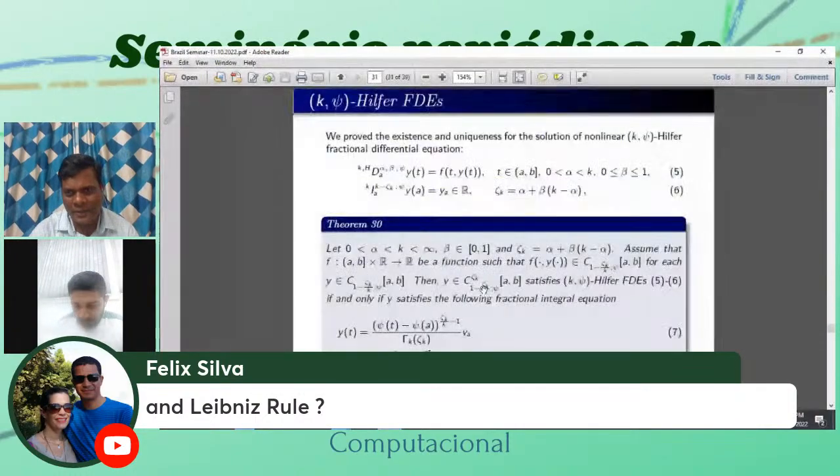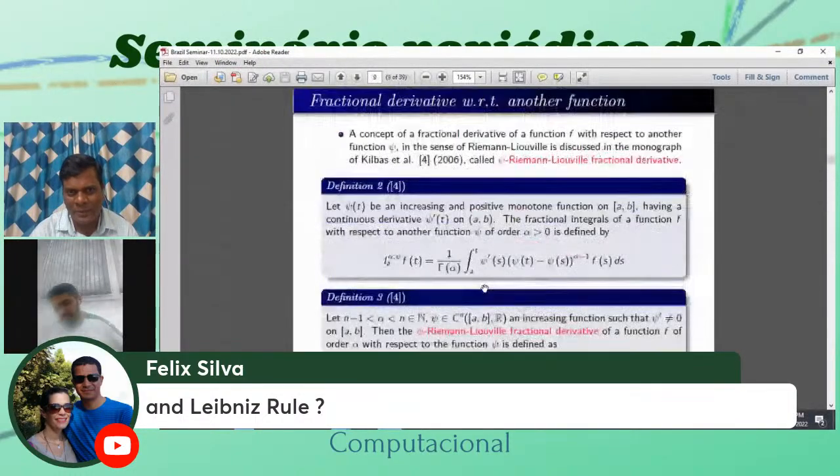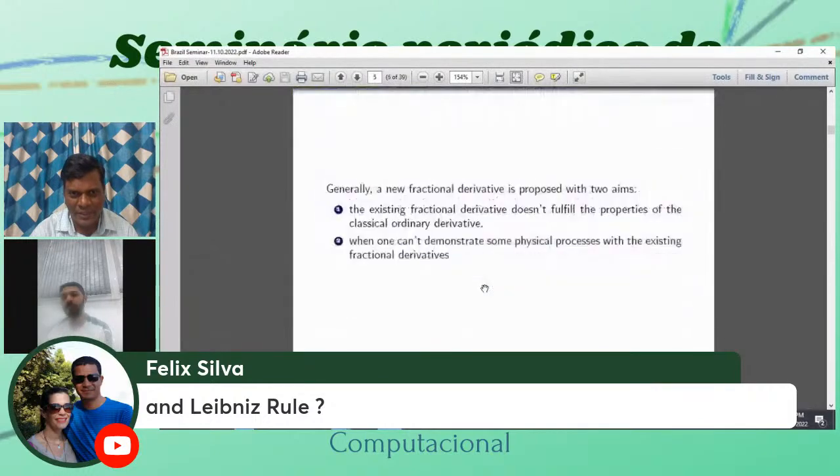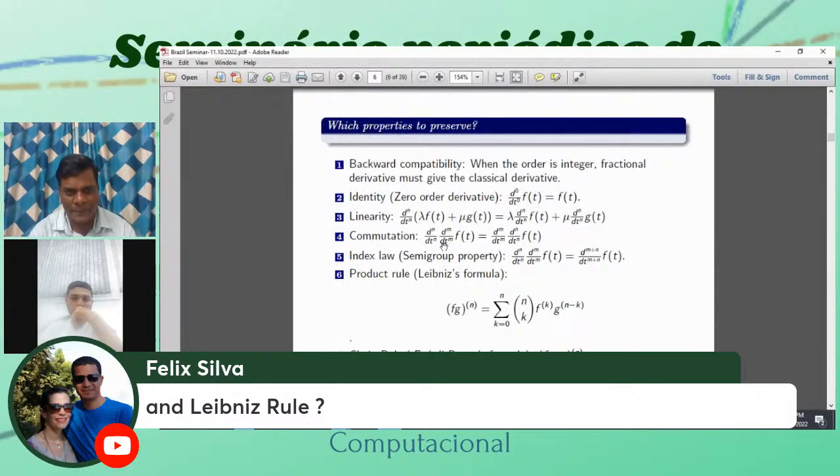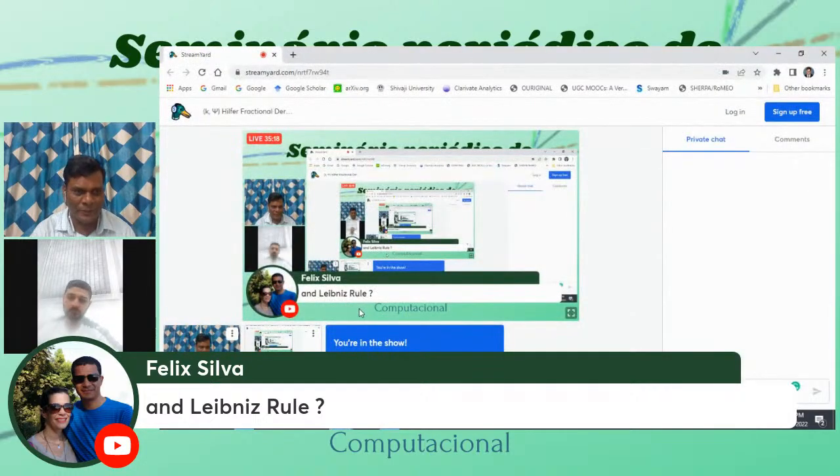Already I have discussed that when we are giving any type of definition related to fractional derivative, generally we try for this type of properties. But we have not tried for Leibniz rule in the sense of this K-Psi Hilfer derivative. What is the main difficulty which we are facing, or any researcher who has defined this fractional derivative is facing?